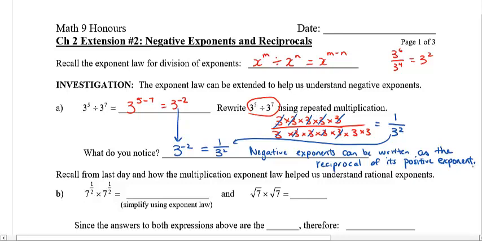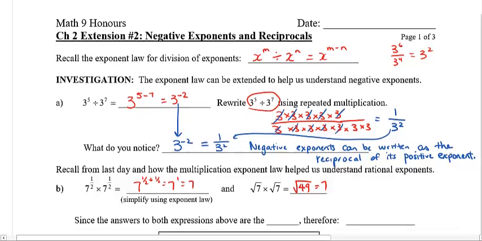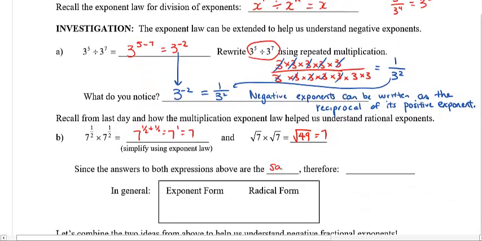Nice. Now recall from the last extension where we had 7 to the power of 1/2 times 7 to the power of 1/2, and we said that was equal to 7, right? And then root 7 times root 7, that was the same thing as root 49, which was also 7. And since both of the answers above are the same, therefore what did we have? We wrote down that 7 to the 1/2 was equal to root 7, remember that? And remember also what we understood, that in general form or exponential form, x to the power of 1 over n equals the nth root of x.